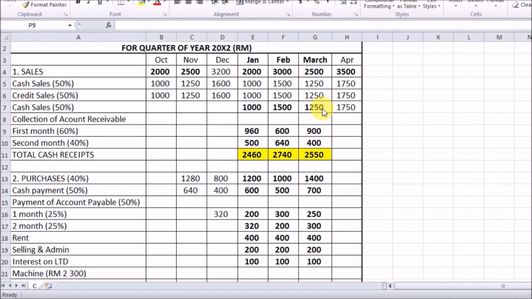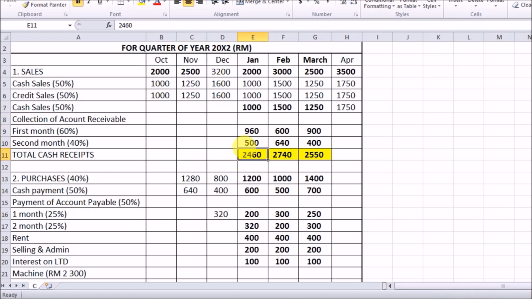Lastly, we need to total up the cash sales, first month of account receivables, and the second month of account receivables, and we get total cash received.